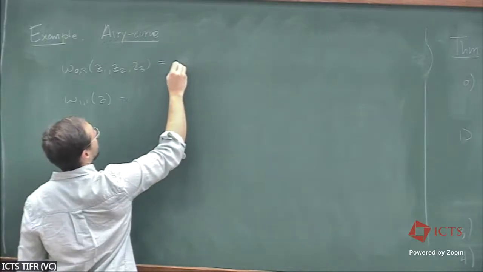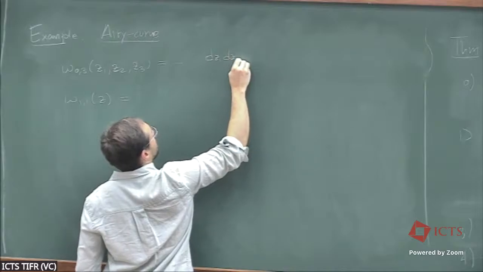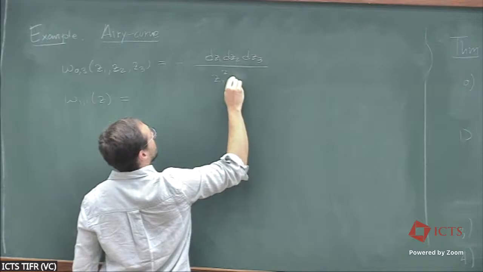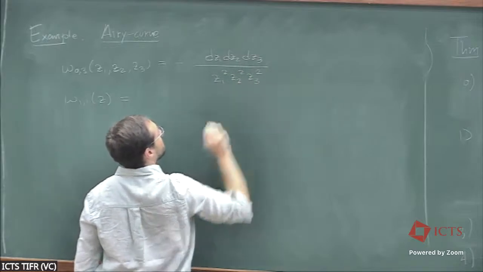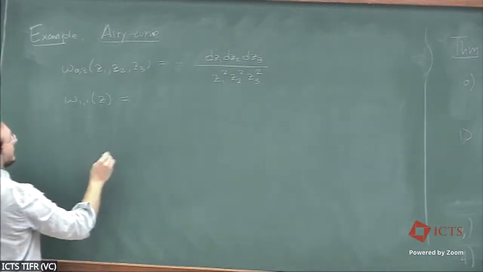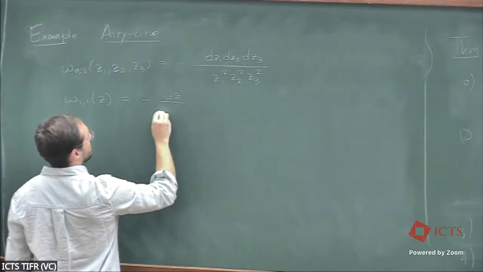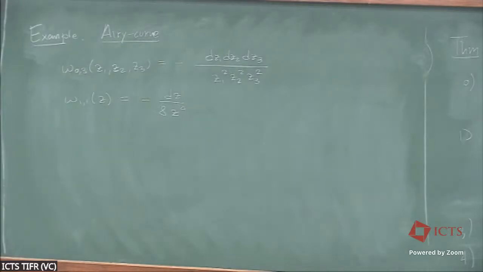So this should be minus dz1 dz2 dz3 divided by z1 squared z2 squared z3 squared. And omega 1,1 should be minus dz over 8 z to the 4. Okay. You can try by yourself. It's a bunch of residues. It's nothing too crazy.